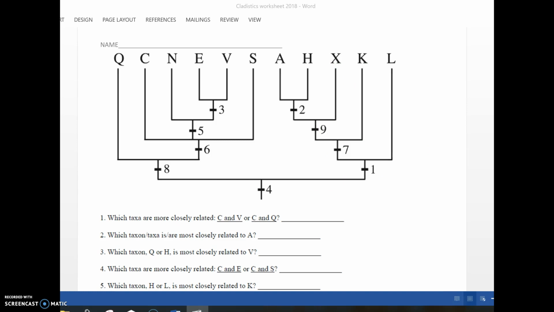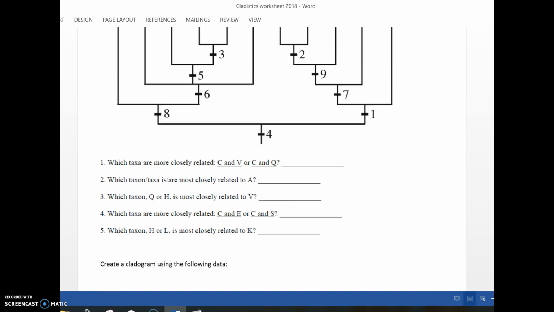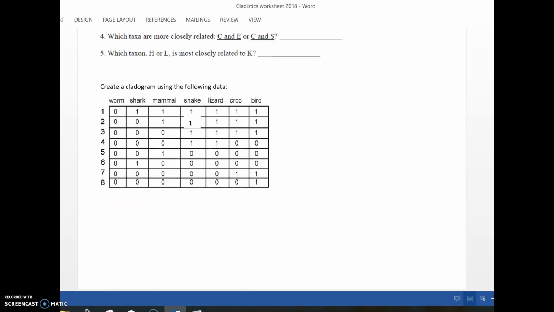In my next explanation, the last one for this little chapter, we're going to learn how to take a matrix and turn it into a cladogram. So make sure you watch the next lecture to learn how to do that. That'll also be on the quiz that we're going to take on this. And then you should be good for taxonomy, and we'll be moving on.